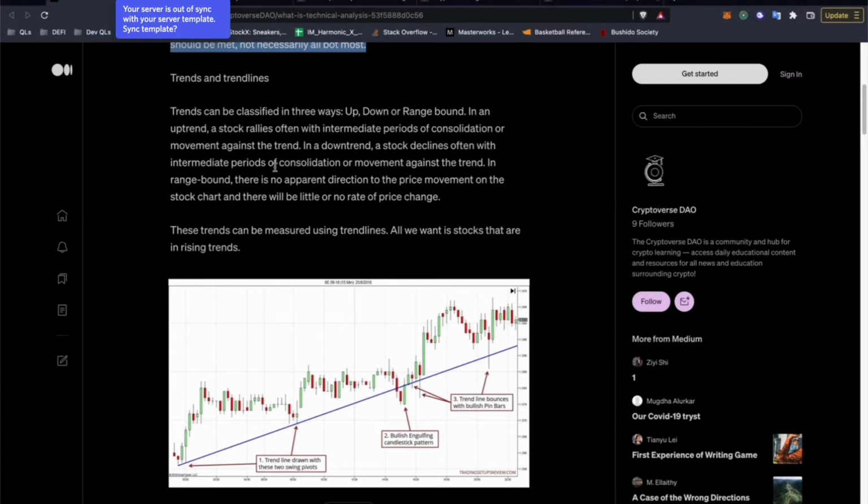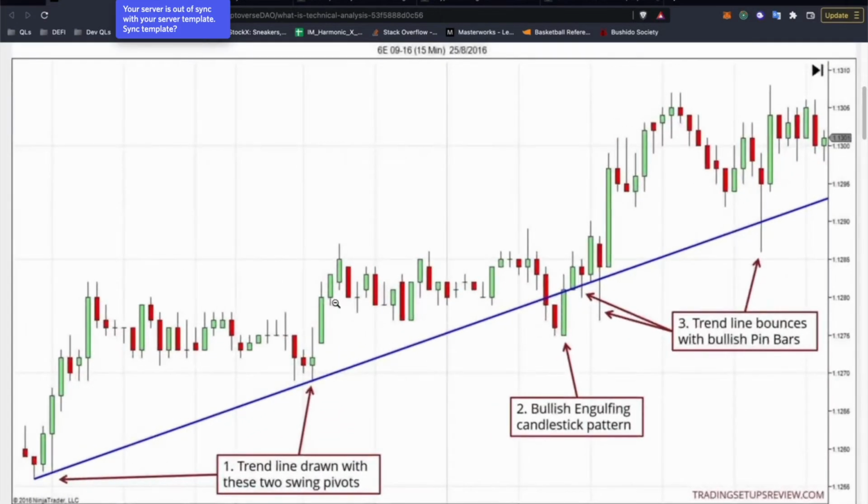So, in range bound, there's no apparent direction. Like I said, it doesn't really make sense. You don't want to be committing to a trade in that type of market condition, because you can look at this and be like, oh, it closed kind of bearish-ish, and then it's red, and then a doji, so maybe it's going to go down, and then it doesn't. It just goes over here, and then goes down here, and gives you a little bit of hope, and then goes all the way down here.